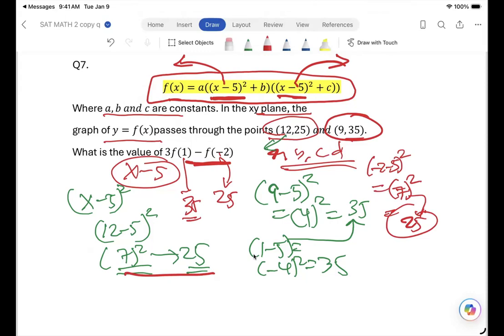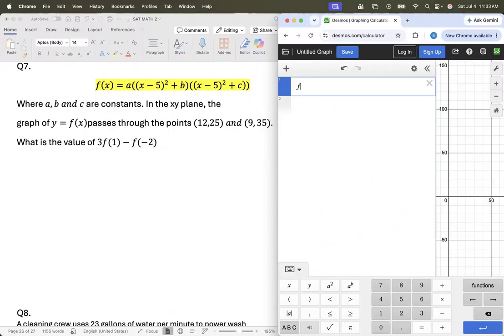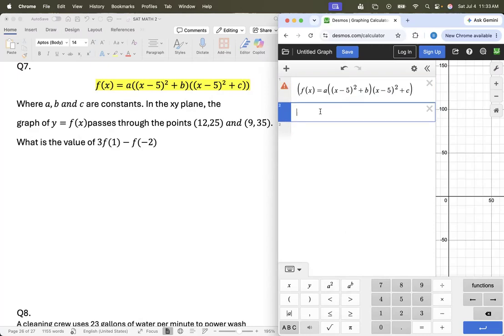It's done. See how it looks in Desmos. You need to put the whole function. You have to be careful that you put the right function in it. And so we have x, a, x minus 5 squared plus b, x minus 5 squared plus c. So that's the function Desmos has plotted for us.